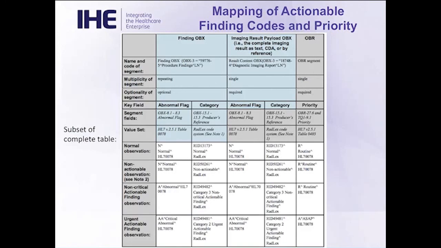What we've done is we've taken all those actionable finding codes and the priorities, and we've mapped them to the different OBX segments and OBR segments. So I don't intend to go through this table in detail right now so much as to bring your attention to this table, which is in the transaction itself. And you can see how we've gone through and we've mapped all of these different codes and different levels to specific places in the OBX segment or in the OBR segment. We have defined separate RADLEX codes to make sure that each ACR and ESR category is defined separately.